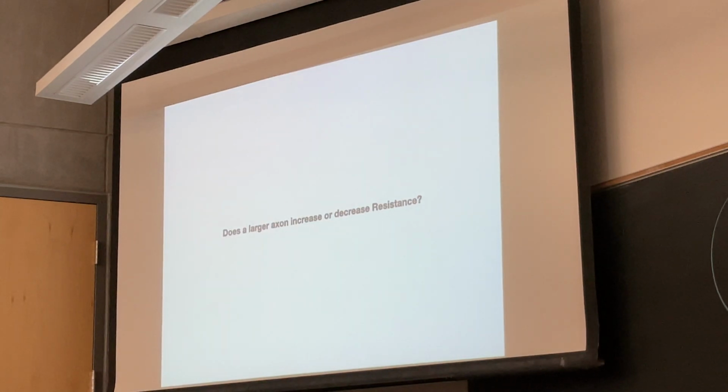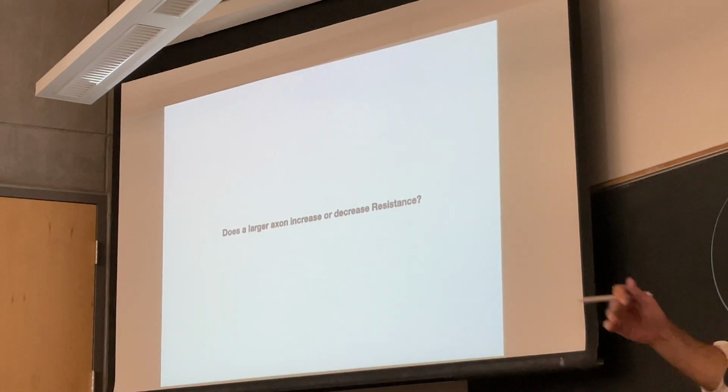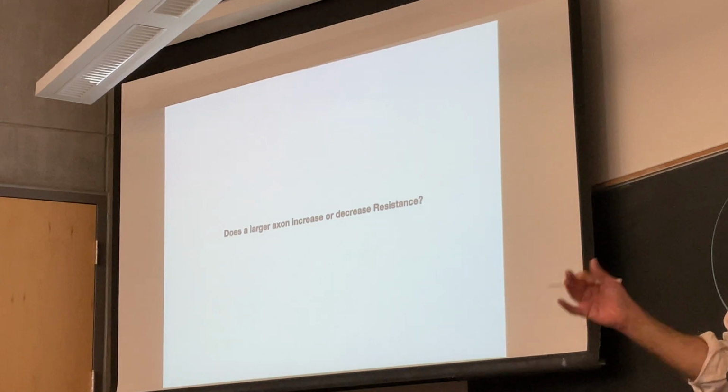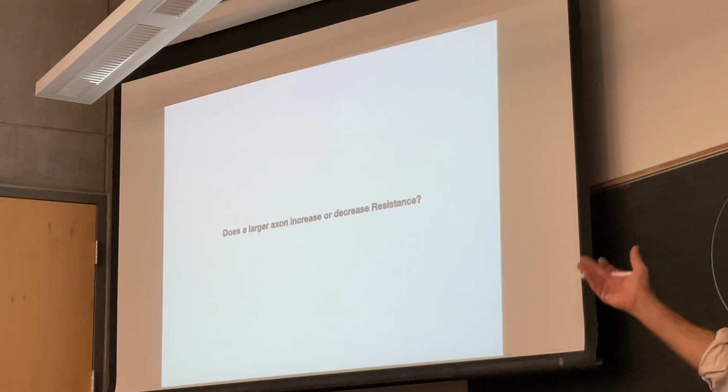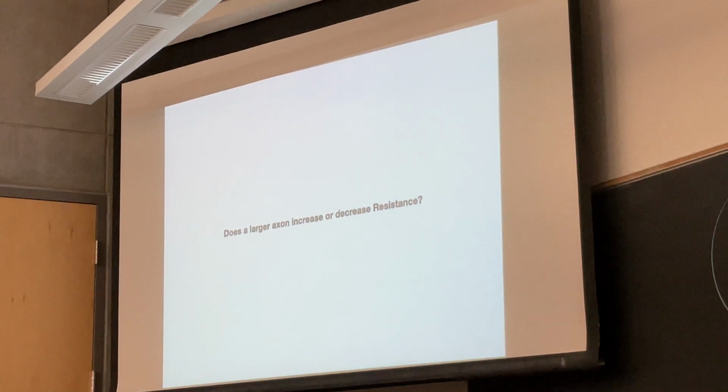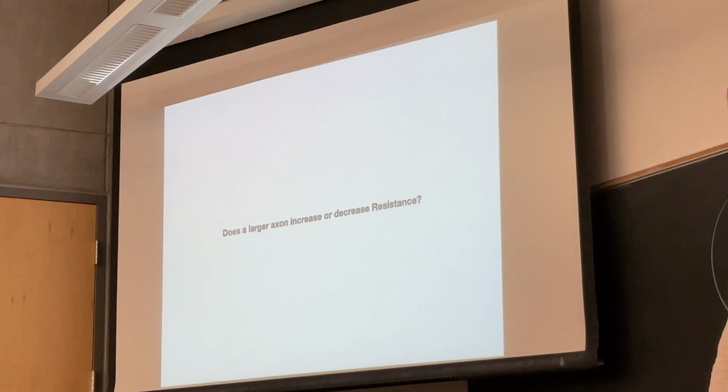Does a larger axon increase? Now this word, you can learn it, but if you see the word resistance, that means resistance. That's going to make things slow down. So a larger axon and myelination are going to decrease resistance and make the speed go faster. This will be important for blood flow too.